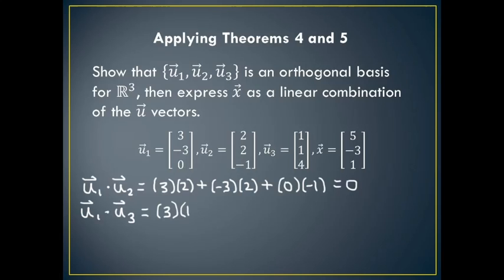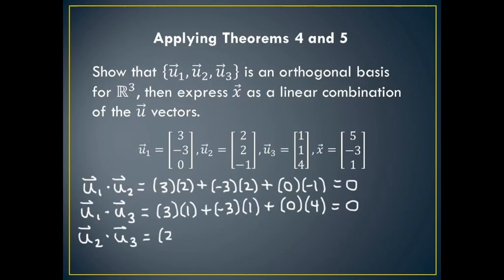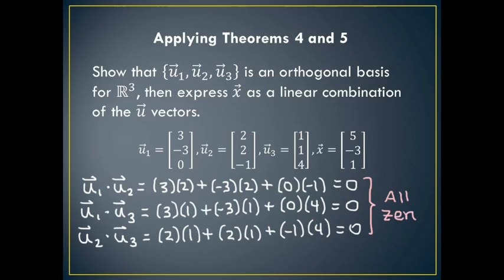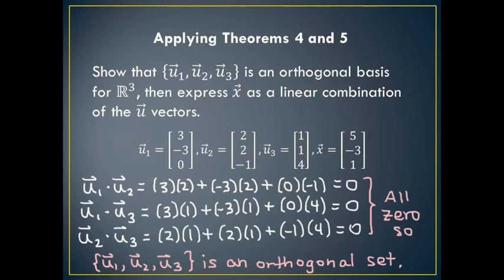So u1 dot u3, first entry is multiplied plus second entry is multiplied plus third entry is multiplied, gives me 0. Same thing for u2 dot u3, and I get 0 for that one also. So now, all zeros. So u1, u2, u3 is an orthogonal set. Now let's discuss a little bit why that would prove that it's a basis for R3.